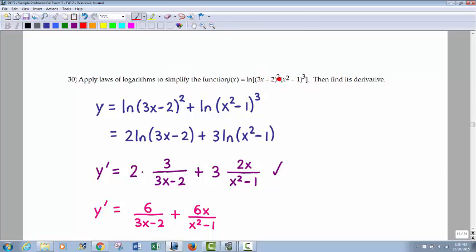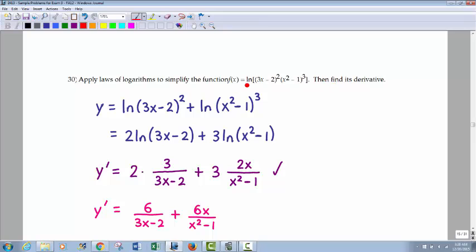This would be a big old mess. You'd have to take the derivative of this inside. You've got product rule and chain rule, and then it would be divided by all this. It would be a mess. The log properties are terrific. So the log of a product of two things is the same as the sum of the two logs.